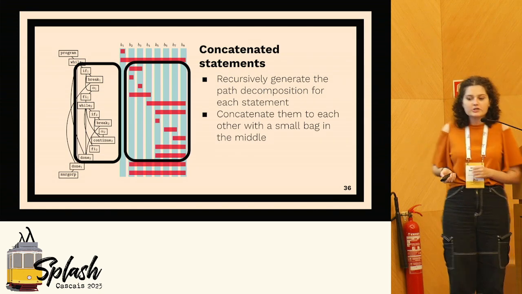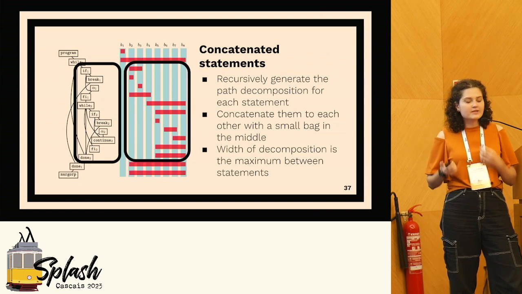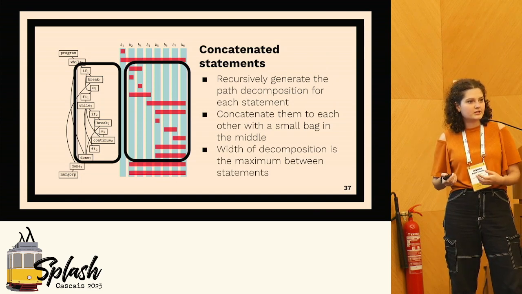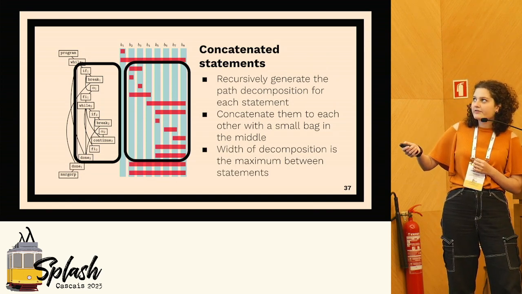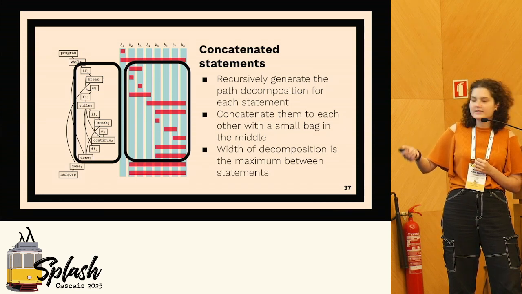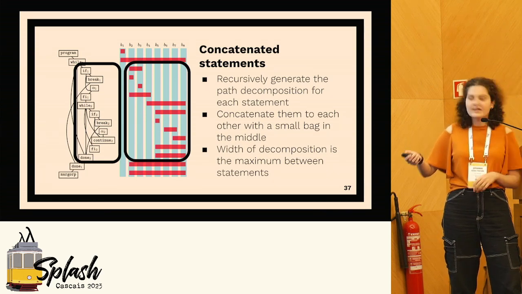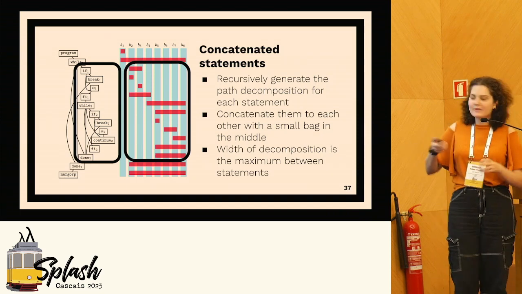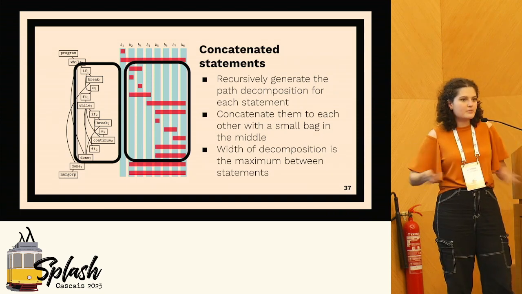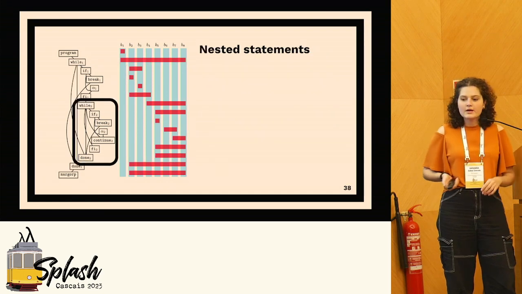But the thing that I want you to notice here is that the width of the decomposition does not get larger, right? The maximum number of vertices in any bag is going to be the maximum number of vertices here, and the maximum number of vertices here, and 2. And so when I concatenate statements, our path decomposition is not actually getting wider. We also have nested statements.